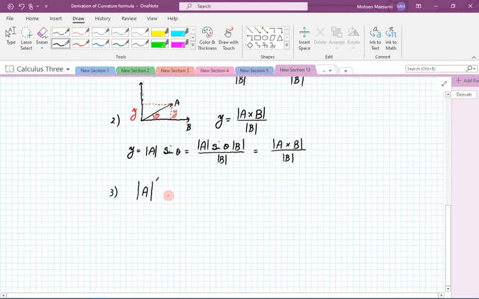Derivative of the length. What we want to show, we have done this once before, but we're going to do it again. The derivative of the length is, in fact, the projection of the derivative on the original vector. The final formula turns out to be this: the derivative of the length of a vector is the derivative of the vector projected on the original vector itself. How do we see that?